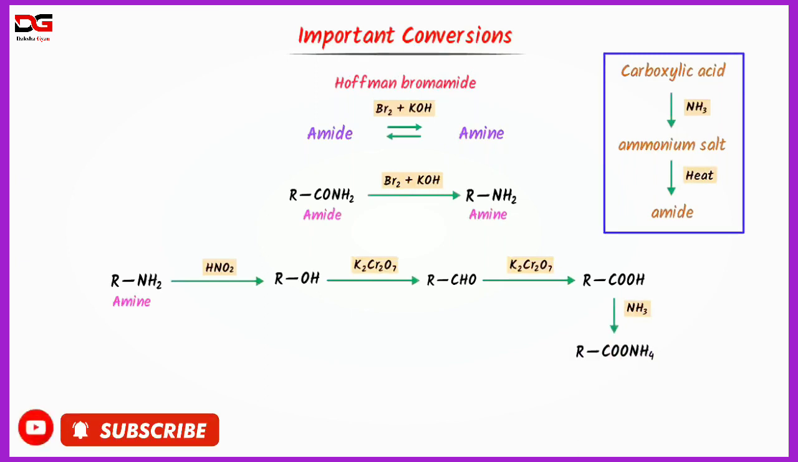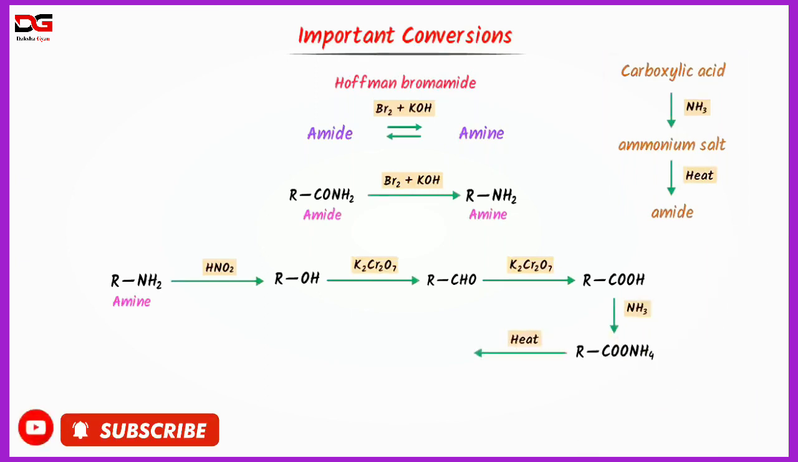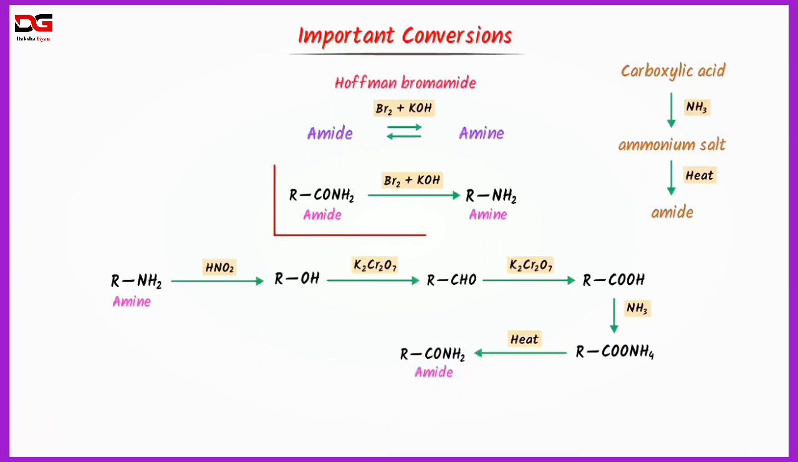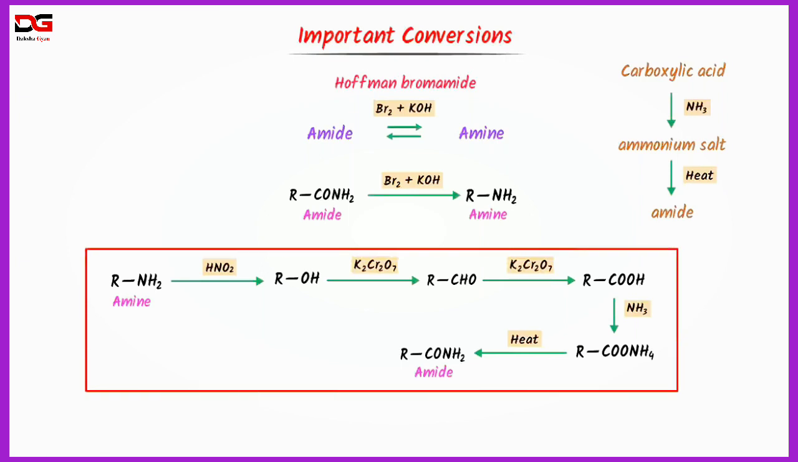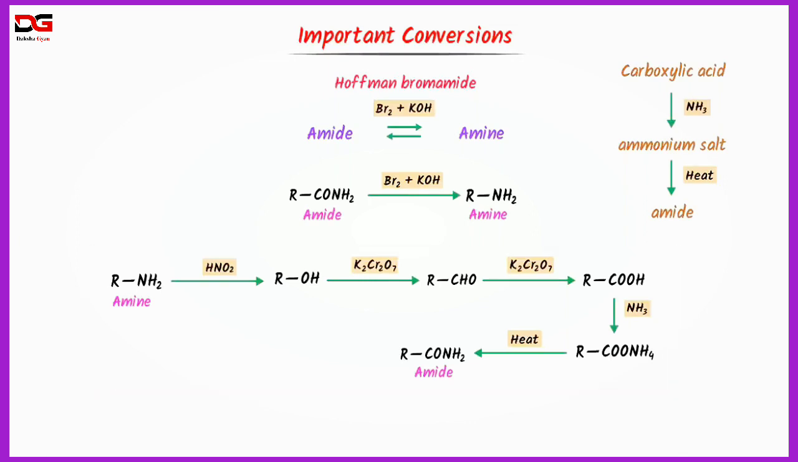I get a salt of ammonium. I heat this salt of ammonium. I get this amide. Thus we convert bromide to amine if we add Hofmann bromamide reagent to it. Secondly, we convert amine to alcohol, then to aldehyde, to carboxylic acid. We add NH3 to carboxylic acid to get the salt. When we heat the salt, we get amide. So note down all these important steps.